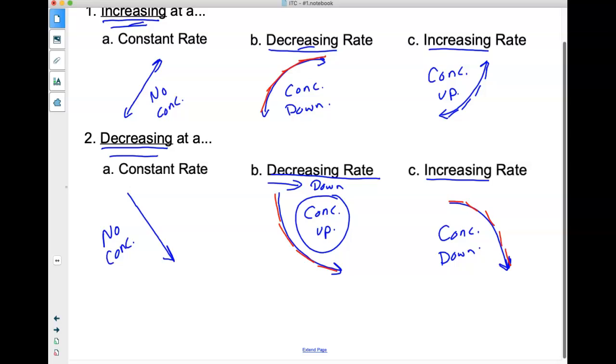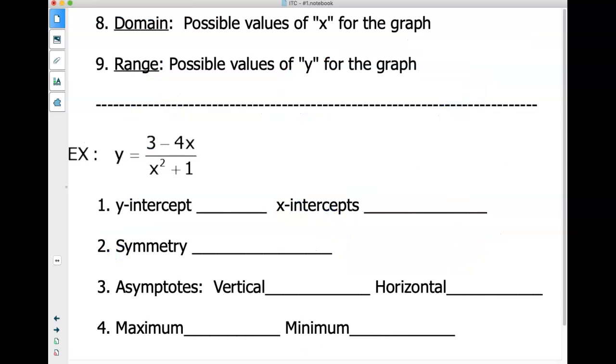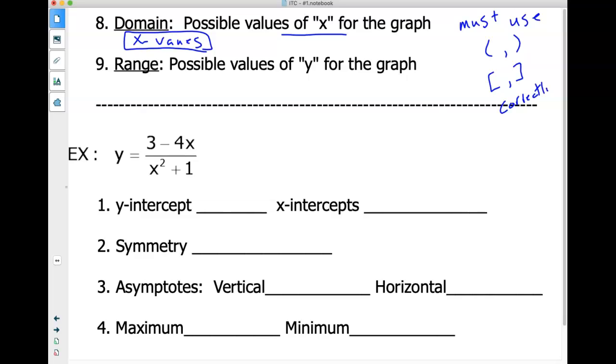Okay? Now, what we're going to do, actually we're not going to do that yet. We're going to talk about domain and range. Okay? You know what domain is? It's all the x values. I don't have to write that because I already had it written. Range is y values for the graph. Here, when you're talking domain and range, you must use parentheses and brackets correctly. Okay, you have to use them correctly there.